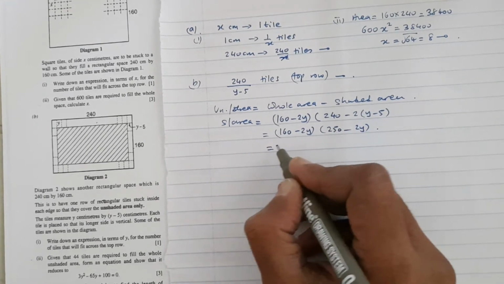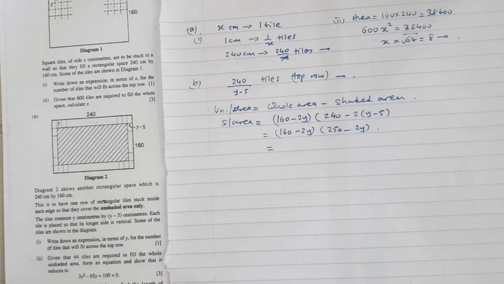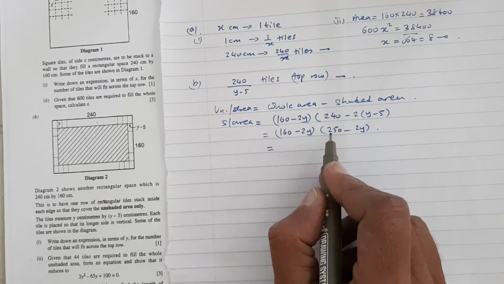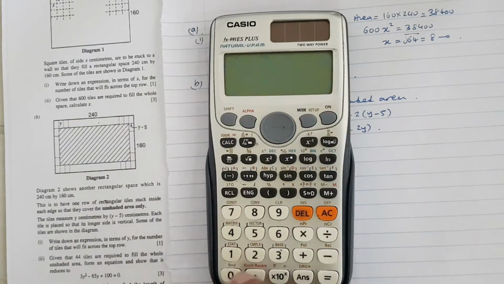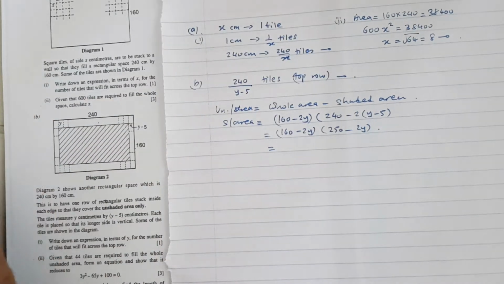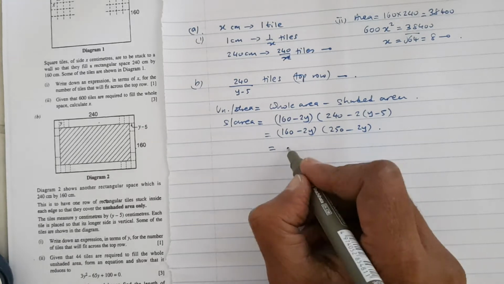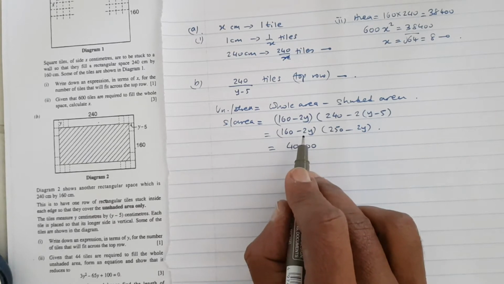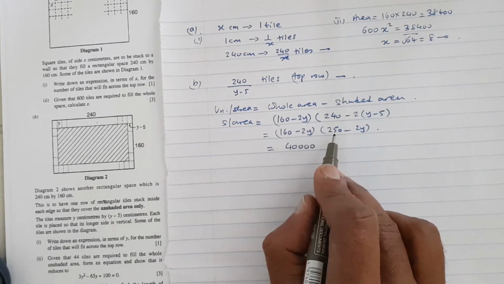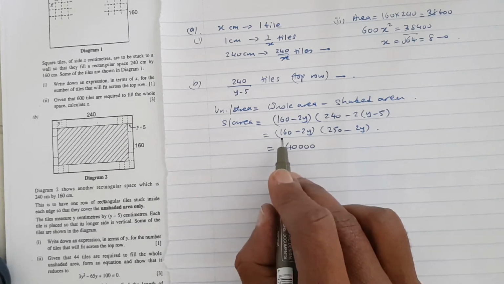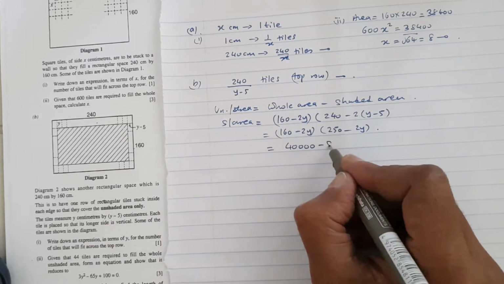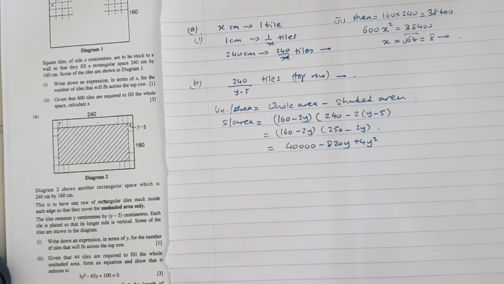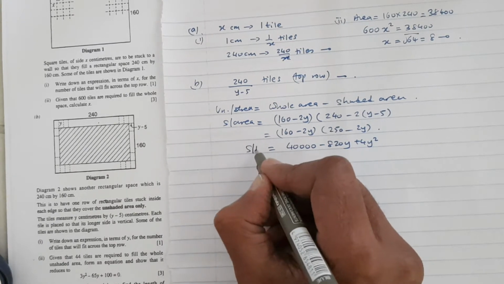So let's go ahead and expand this. If you were to expand this, how much would it be? 160 times 250 is 40,000. Then 160 times minus 2y plus minus 2y times 250: that's minus 500y minus 320y, so minus 820y. Minus times minus becomes plus, and 2 times 2 is 4, so 4y squared. So this is the shaded area.